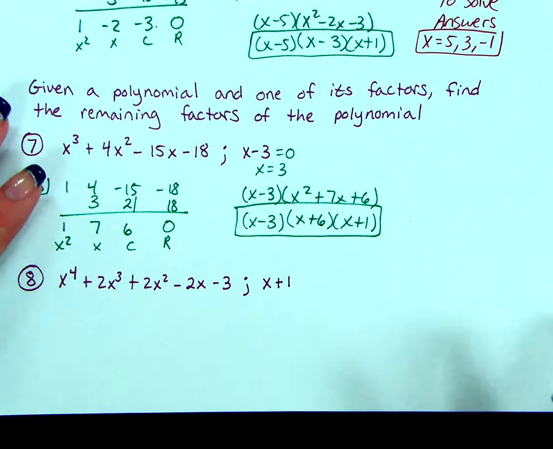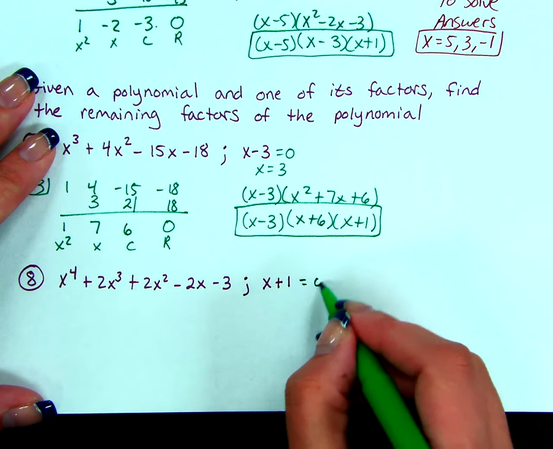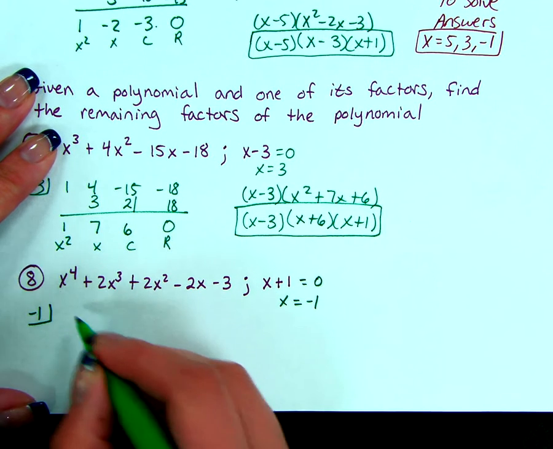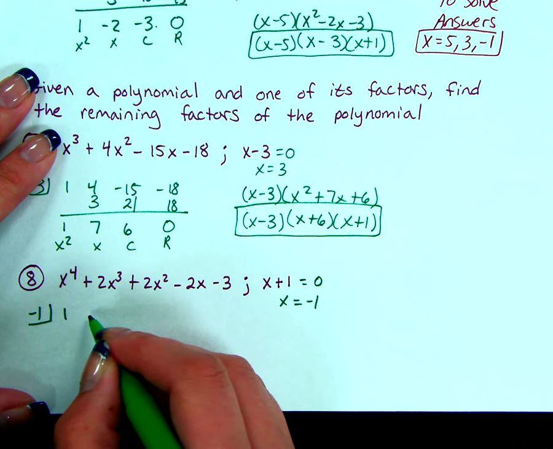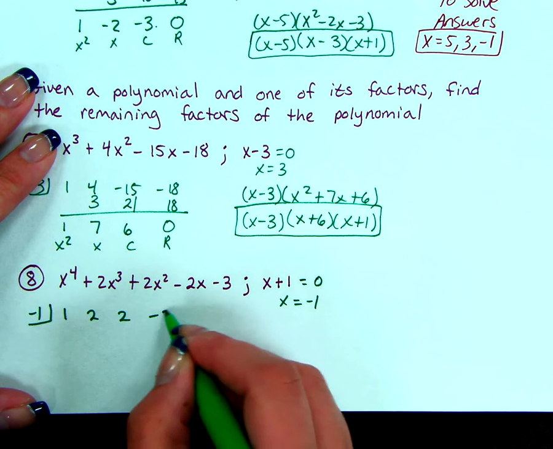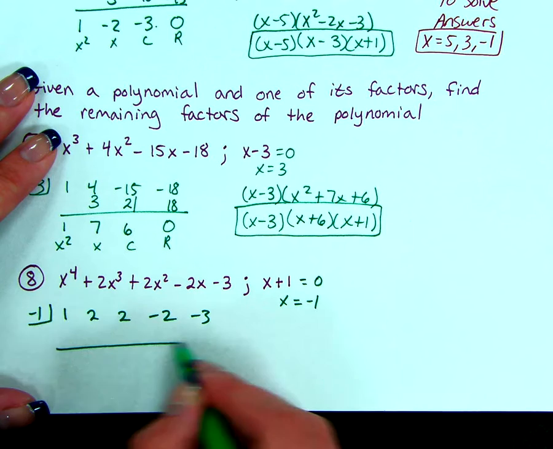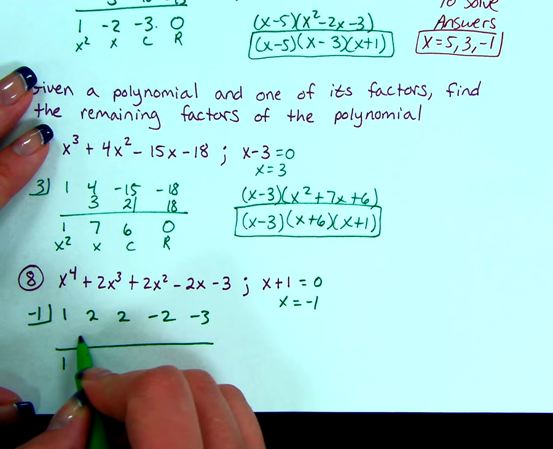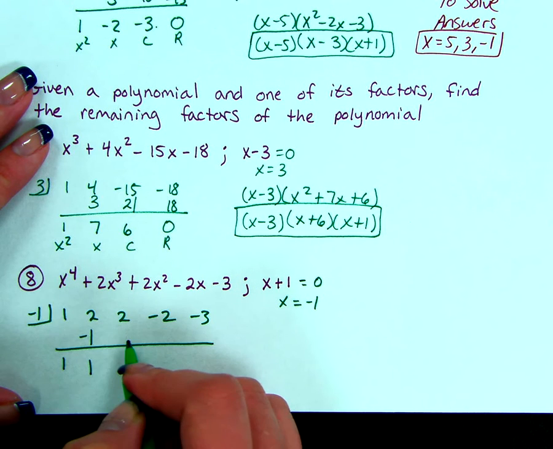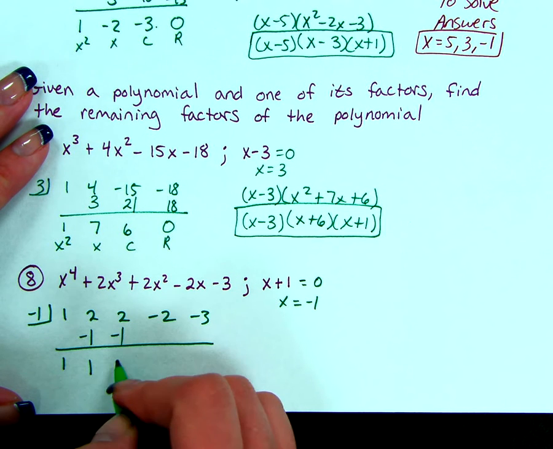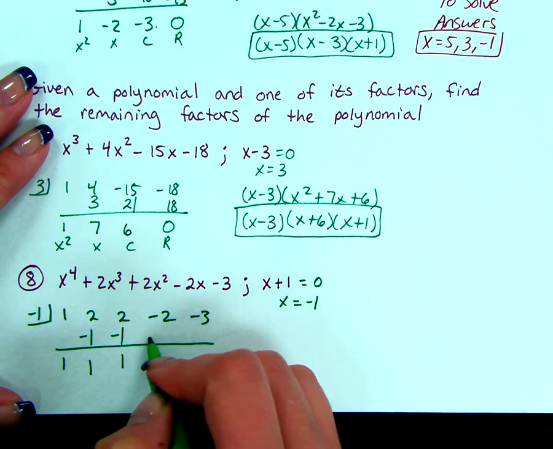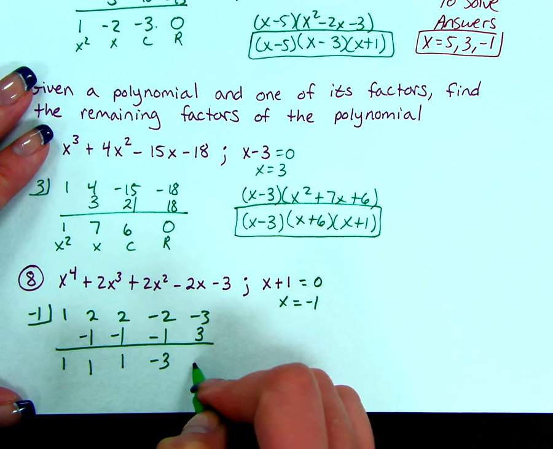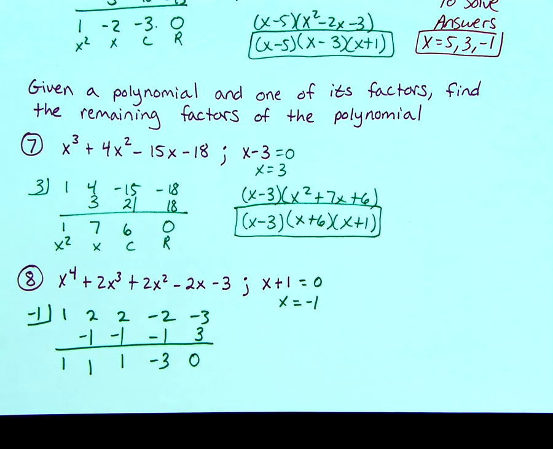All right, next problem. So again, setting this equal to 0, so we're going to use negative 1. So our coefficients are 1, 2, 2, negative 2, negative 3. First number comes down. Negative 1 times 1 is negative 1. Add to get 1. Multiply to get negative 1. Add to get 1. Multiply to get negative 1. Add to get negative 3. Multiply to get 3. Add to get 0.